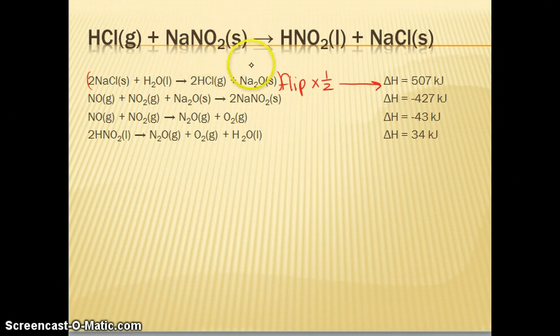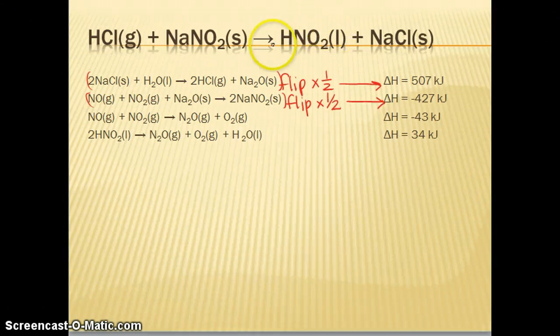NaNO2, let's see, where's that? It's in our second reaction. In our second reaction, it's on the right, and we have 2. And in my target, I have it on the left, and I need 1. So I'm actually going to do the exact same thing to this reaction. I need to flip it, and I need to multiply it by 1/2. And so I need to do that to my delta H as well. I like to draw those arrows just so I don't forget to do it later.